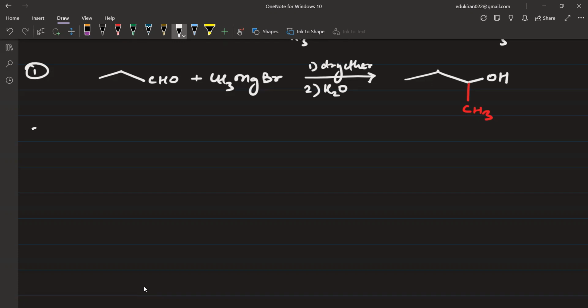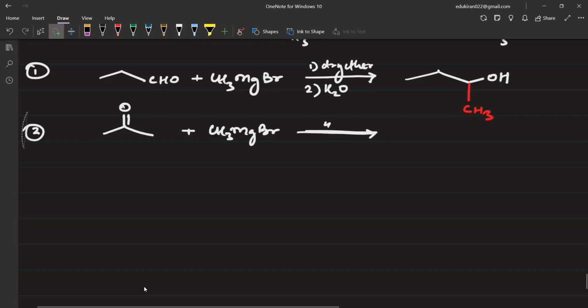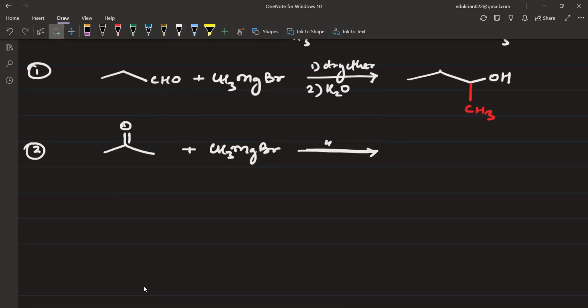Got it? Second, if you have, let us say something like this, ketone plus CH3MgBr. The reagents are as they are. There's no change in the reagent. Dry ether and H2O. In the first step we have dry ether as a solvent, in the second we have water. So here also what is going to happen? You will write each and everything as it is. 2 carbon atoms. This oxygen is going to get hydrogen, and this carbonyl carbon is going to get a CH3 group from the Grignard reagent. Where is this CH3 coming from? It is coming from the Grignard reagent.